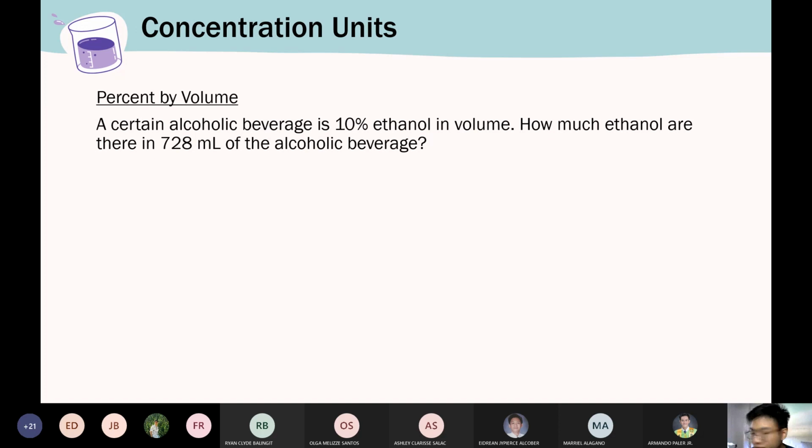Okay. So this one, let's try to answer this. The question is, a certain alcoholic beverage is 10% ethanol in volume.